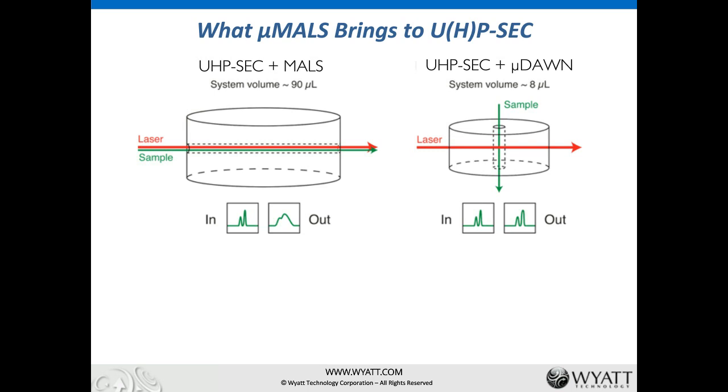In addition to the size of the flow cell, the optical configuration of the microDAWN is also different. Turns out we had to redesign the whole optical system to make this dramatic reduction of the system volume possible. And just like our other MALS detector, a DLS detector can be added for the measurement of hydrodynamic radius.